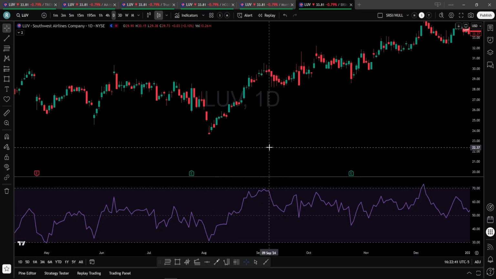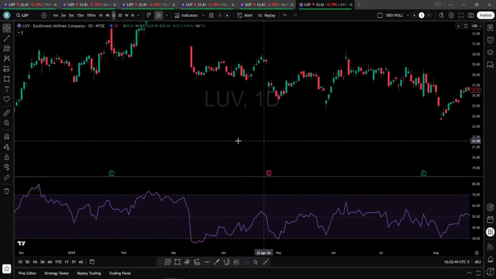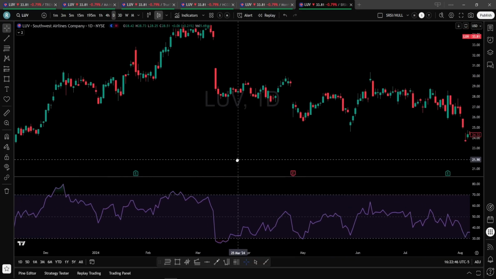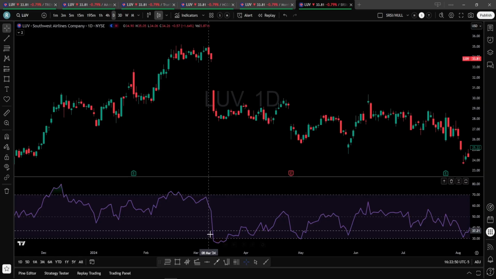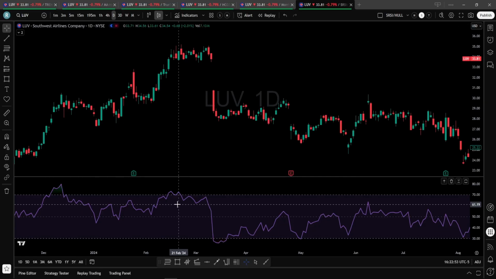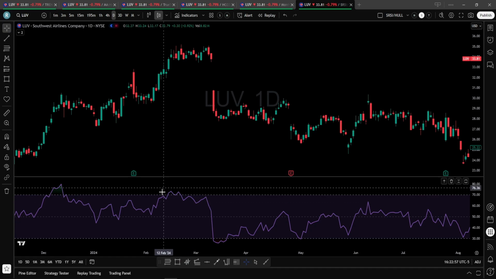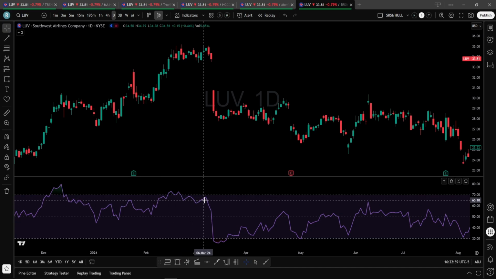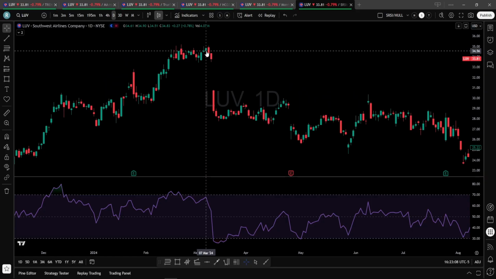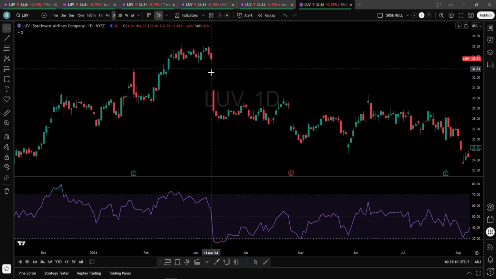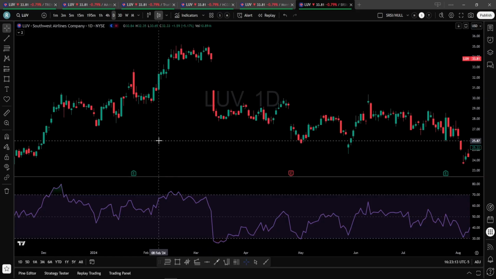This is an excellent example of swing rejections, where it just does not go into the overbought or oversold zone. For example here, which was one of our bearish divergence examples, we can see that it failed to reach the 70, started moving down, and that indeed marked the end of the buyer's strength and the bears took over.